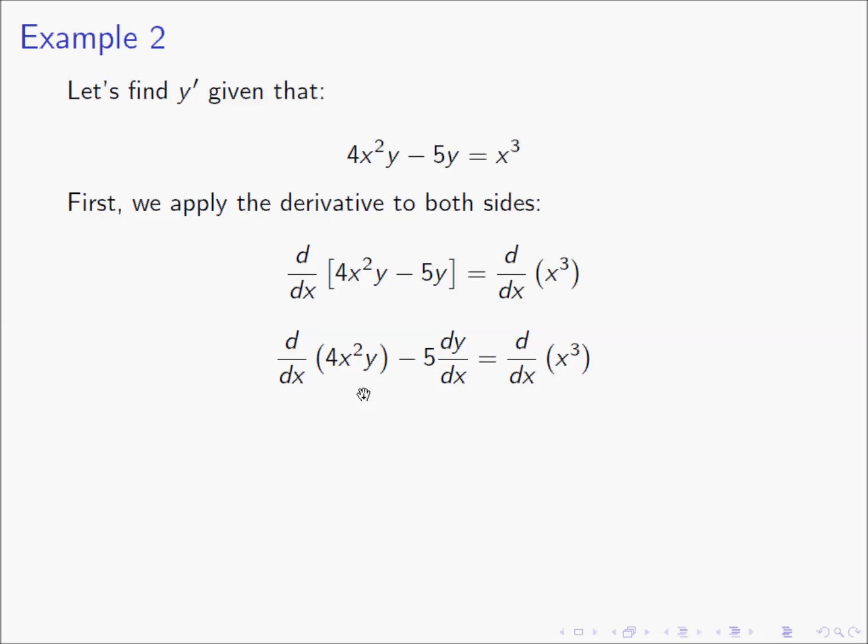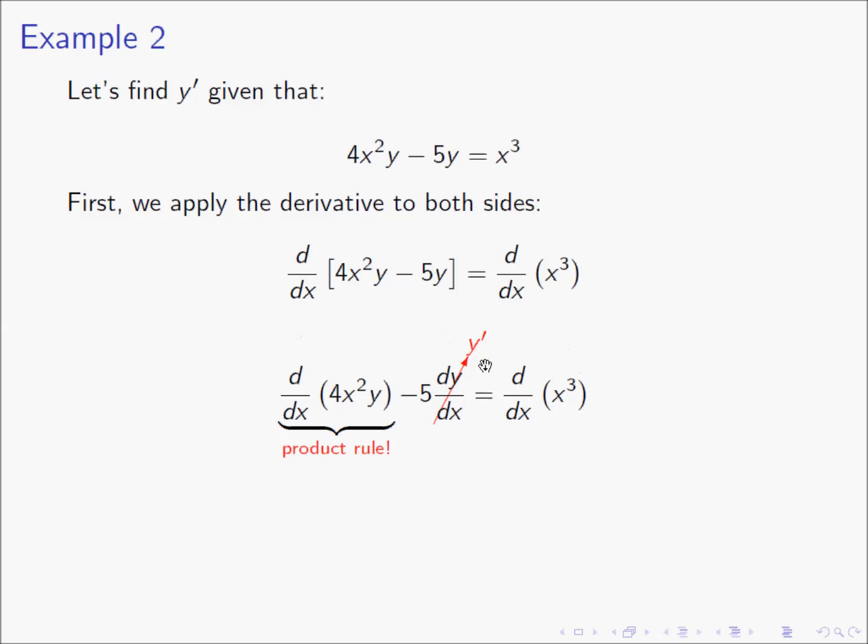And here in the first term we have 4x squared times y. And remember that we're considering y as a function of x. So here we have the product of 2 functions of x. And to calculate this derivative, we must apply the product rule. Here we have dy dx, that's y prime. And in this derivative in the right side, we have the derivative of x cubed, that's 3x squared. So we replace these two things.